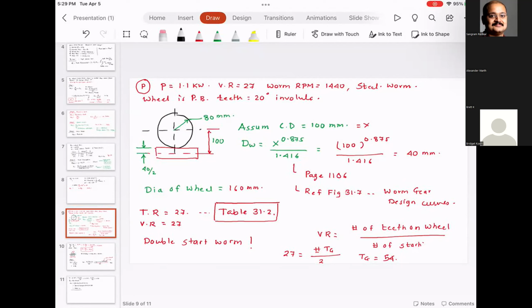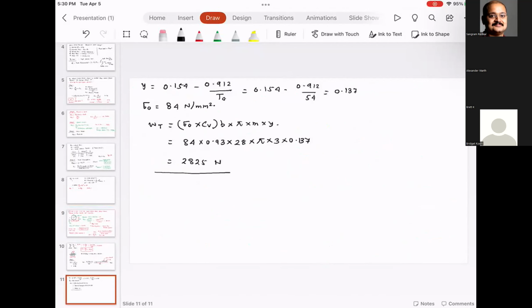So please try to understand, when you design, there can be multiple approaches. In this case, we added some geometrical constraints. Based on the geometrical constraints, we found the dimensions, and now we want to find out the power transmission capacity for those dimensions and for that material. So Wt we found out is 2825. So what is the power transmission capacity?